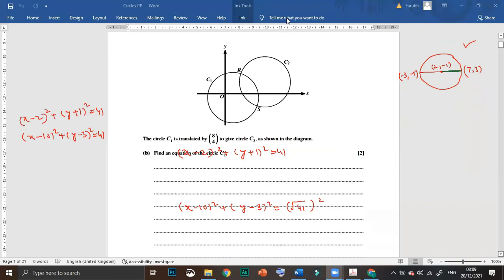Now, there is a very important rule. This one is the center of the first circle. This one is the center of the second circle. This one is the line joining the 2 points. If the two circles have the same radius, then the line joining the points is the perpendicular bisector of the two centers.